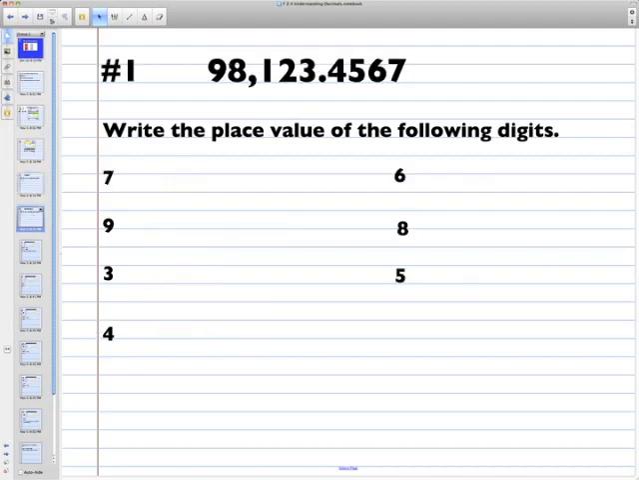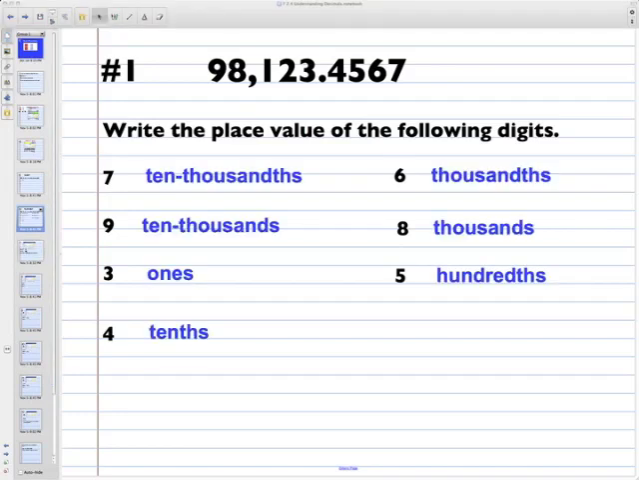For number 1, I'd like you to copy that number into your math notebook and then write the place value of the following digits. When you're ready to check your work, press play. How'd you do on your spelling? Hopefully you remembered all those THs when you were using decimal place values.